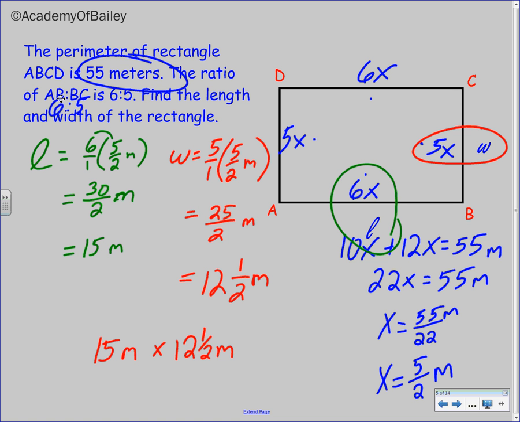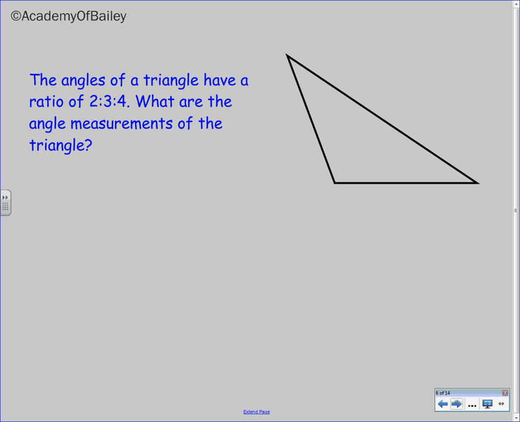And you can also check by plugging in those numbers, adding them up, and making sure they add up to the perimeter, which is 55. This concept that we use here is also the concept that we use in order to find missing angle measurements. It says the angles of a triangle have a ratio of 2 to 3 to 4. What are the angle measurements of the triangle?